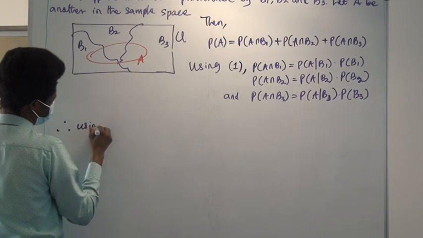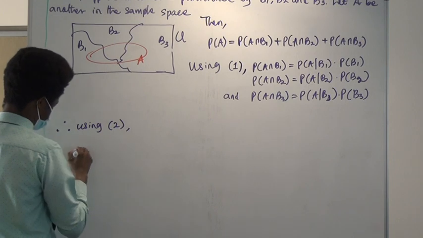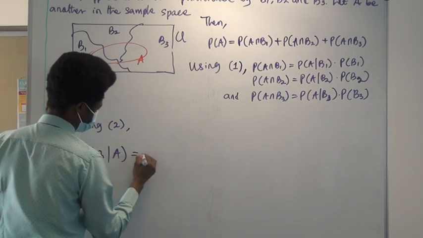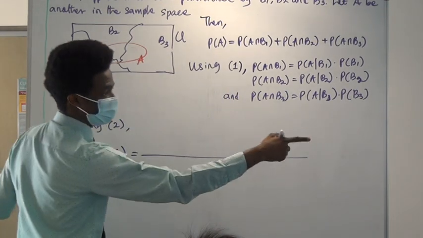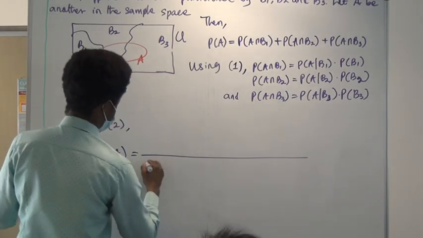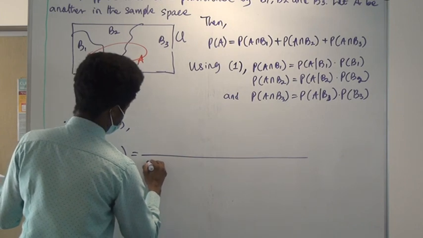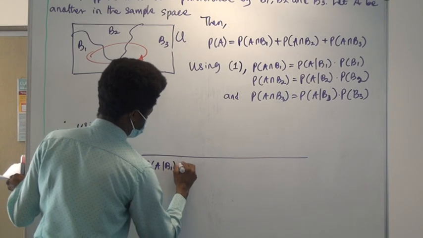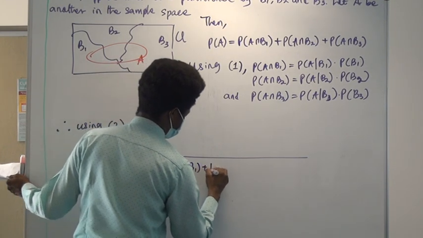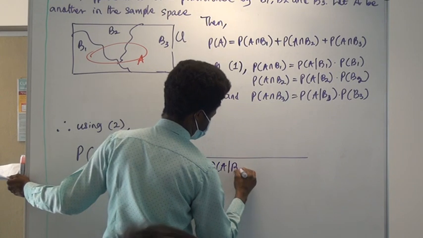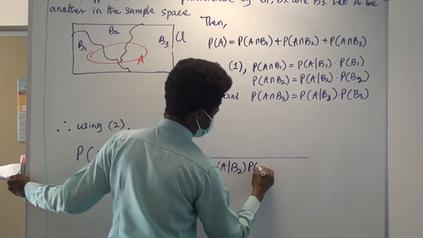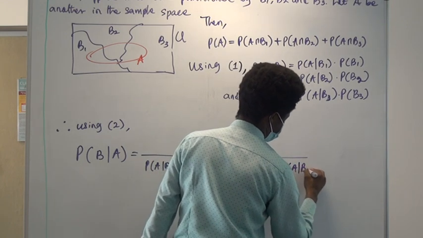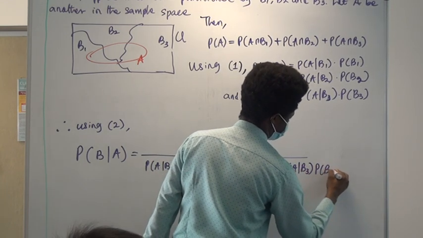Therefore, using two, probability of B given A will be, so denominator is probability of A, and that will be probability of A given B1, probability of B1, probability of A given B2, probability of B2, plus probability of A given B3, probability of B3.